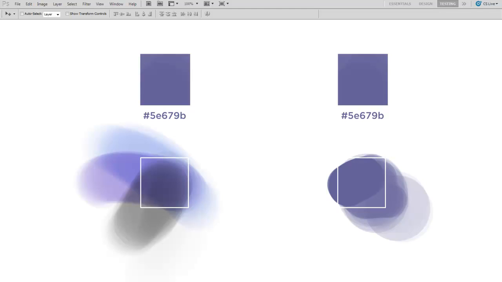On the left, you see indirect painting. This is where I layered a couple different multiply layers over top of a gray stroke, and what I ended up with was that color, 5E679B. On the right, I opened up my color picker, carefully selected it manually, and then laid down on a single stroke. And what you're seeing here are the two primary types of painting: indirect on the left and direct on the right.